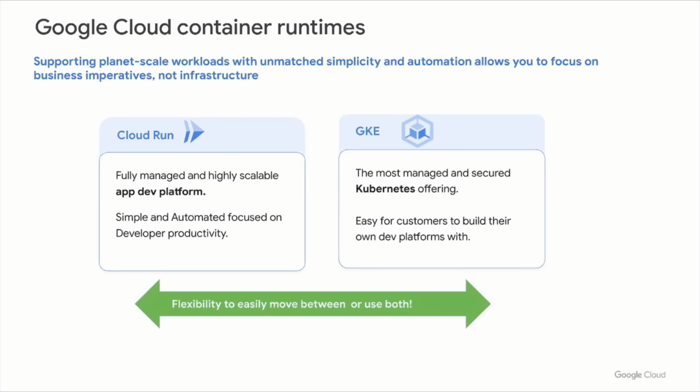And then GKE is our managed Kubernetes offering, right? It's easy for customers to build their own platforms. If you want more flexibility, if you're already familiar with Kubernetes, that's a platform you can use as well. And there is flexibility to easily move between these two platforms. So while they're two SKUs and two different products, they're essentially the same platform. If you have a workload on Cloud Run, you can move it to GKE and vice versa.